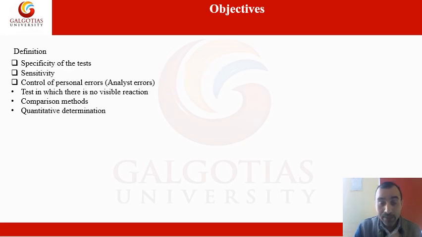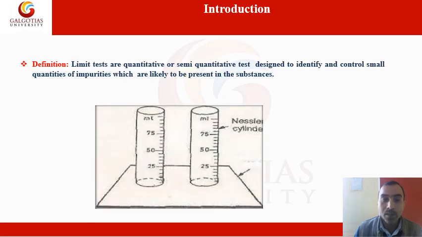Under this topic, we will cover specificity of the test, sensitivity, control of personal error or analytical error, and the comparison method we will also follow here, and we will also determine the quantitative amount. So firstly we should do the test.